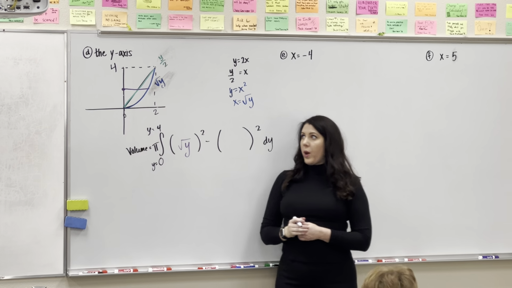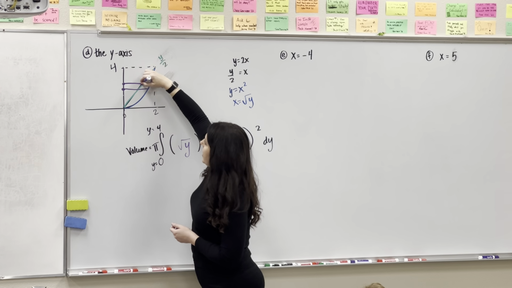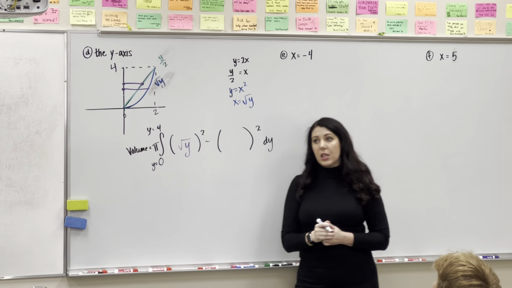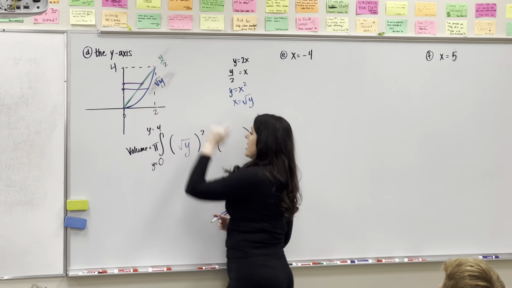That's my farthest away function. My R in, I'm going to draw it to the green. So my R in is the closer function. The distance from the y-axis to that green is y over 2.